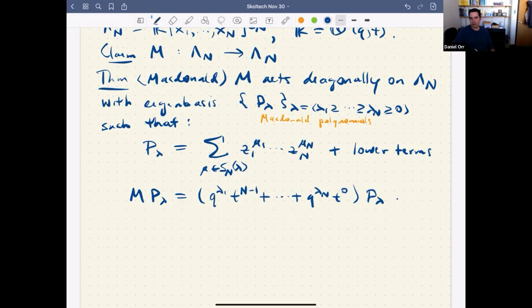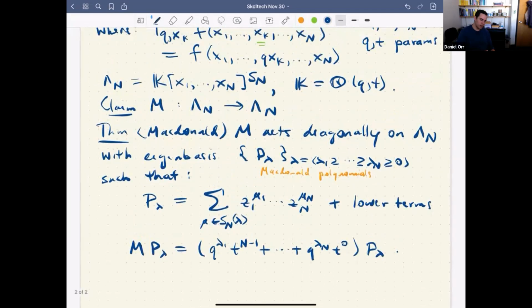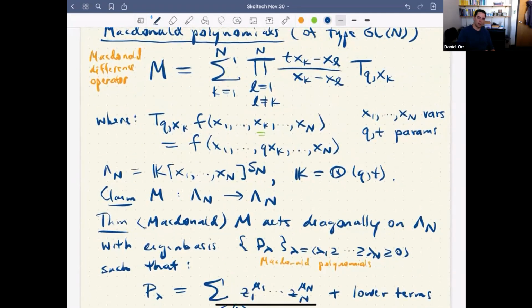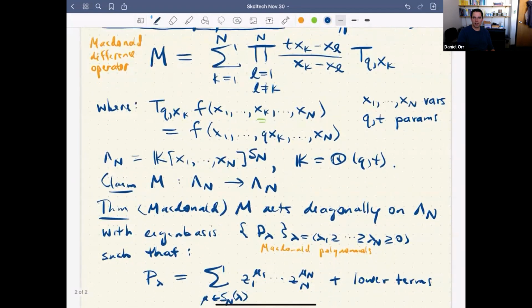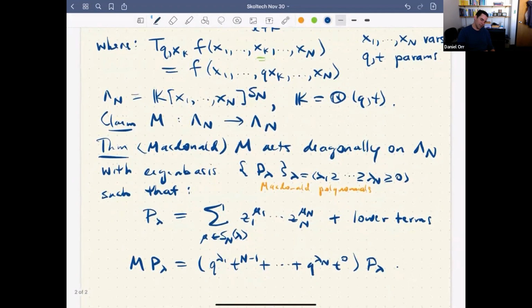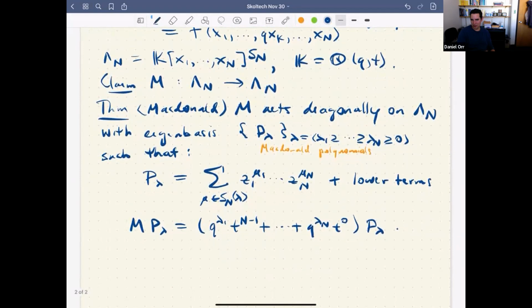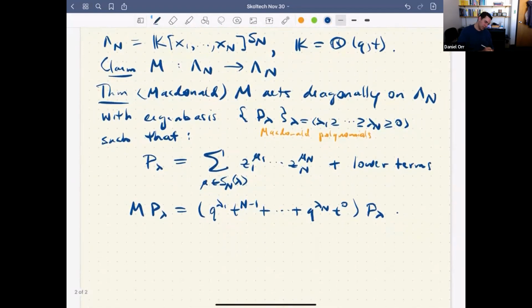Okay, so these are called the Macdonald polynomials in type A, in type GLN. They're the eigenfunctions of this operator in symmetric polynomials. So just to show you what they look like, here's a small example. P 2, 0. So capital N is 2, and lambda is the partition 2, 0.